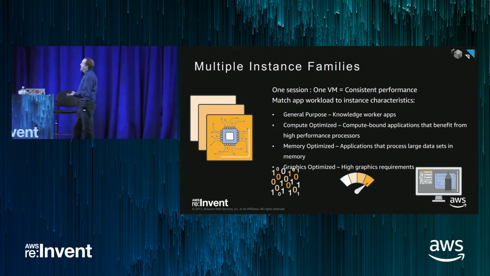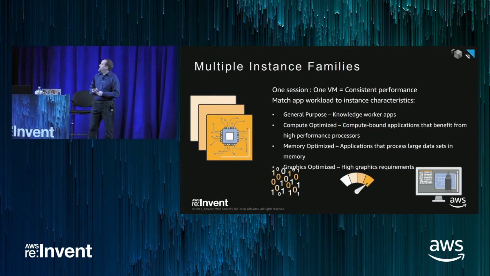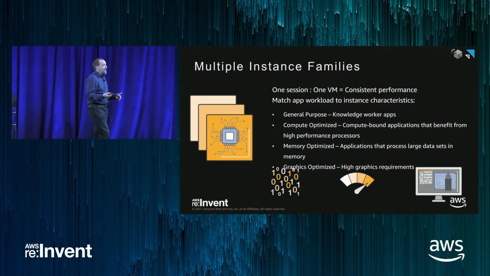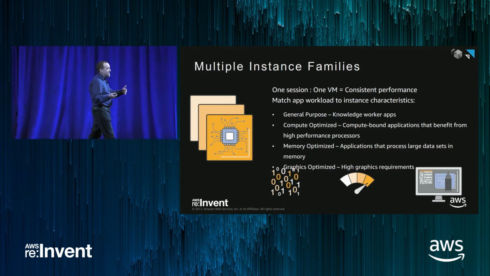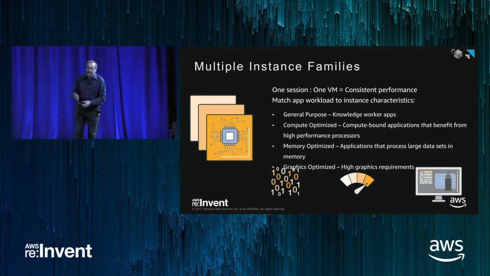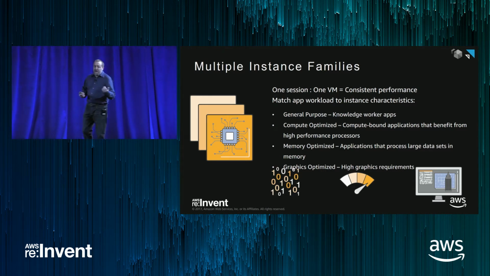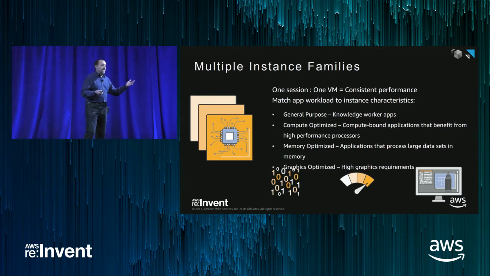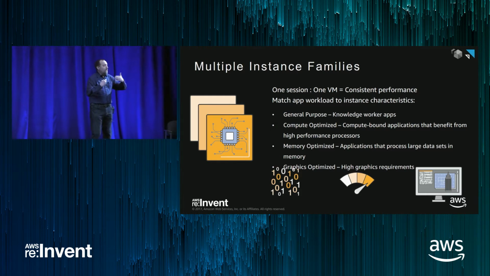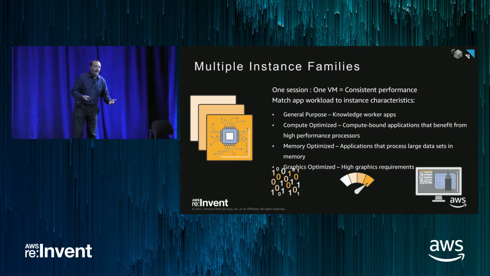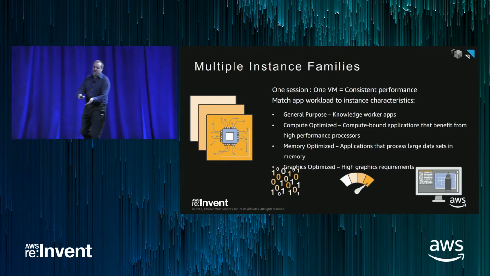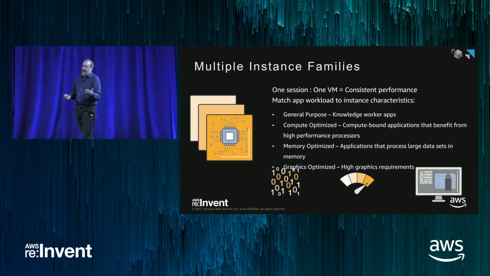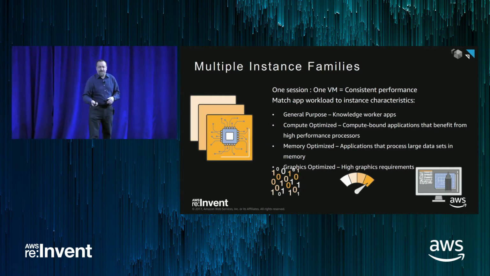We have multiple instance families, so you can really match application workloads to instance characteristics. The general purpose family is meant for knowledge worker type workloads, your standard Office applications, access to intranet sites, things like that. We have compute, memory, and graphics optimized instances that allow you to pick AppStream instances that focus on those particular parameters. If you have applications that do a lot of in-memory visualization, you might look at a memory optimized instance. Or for graphics processing, for CAD applications, things like that, you can use graphics optimized.